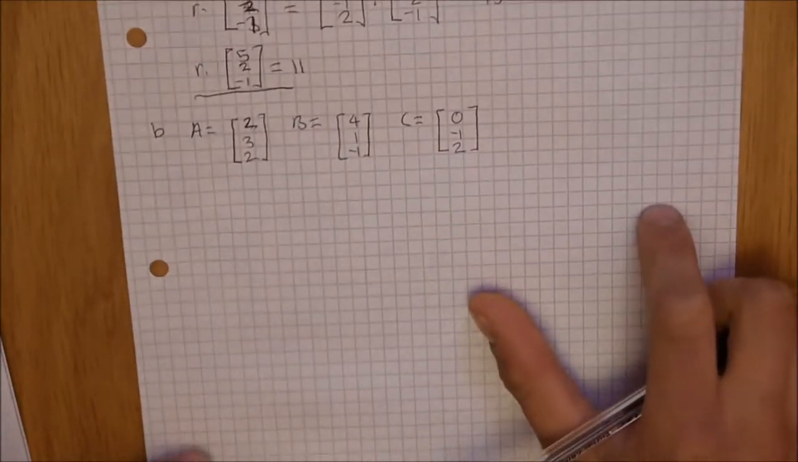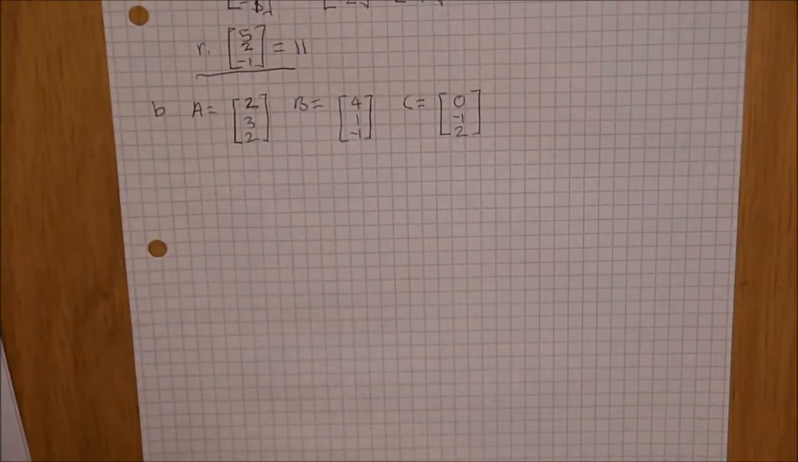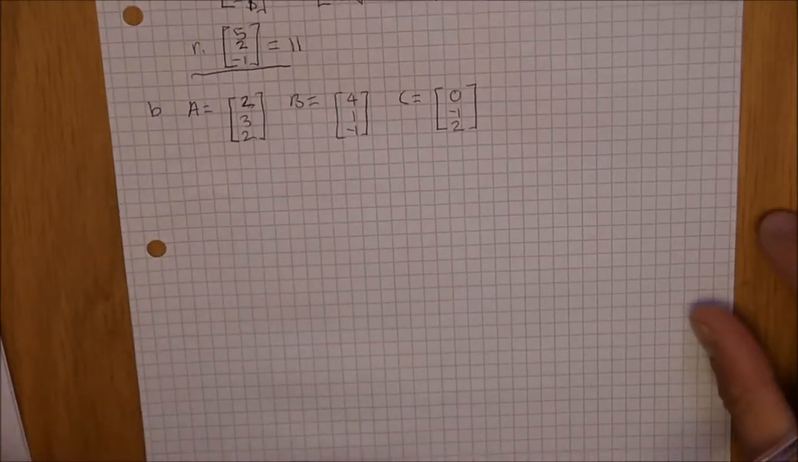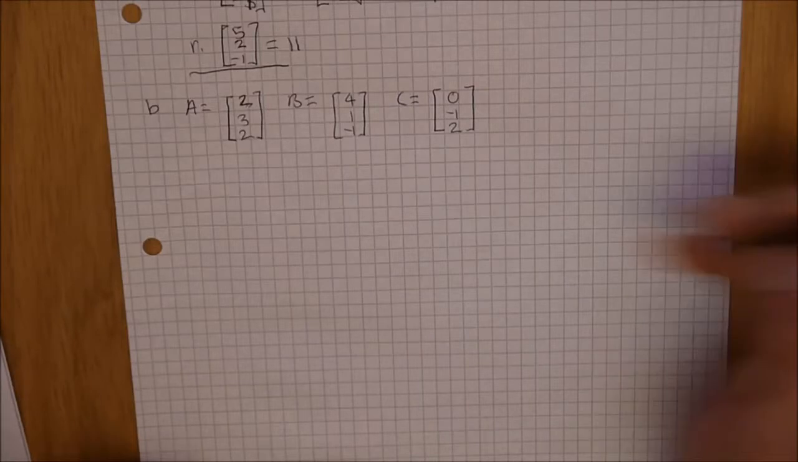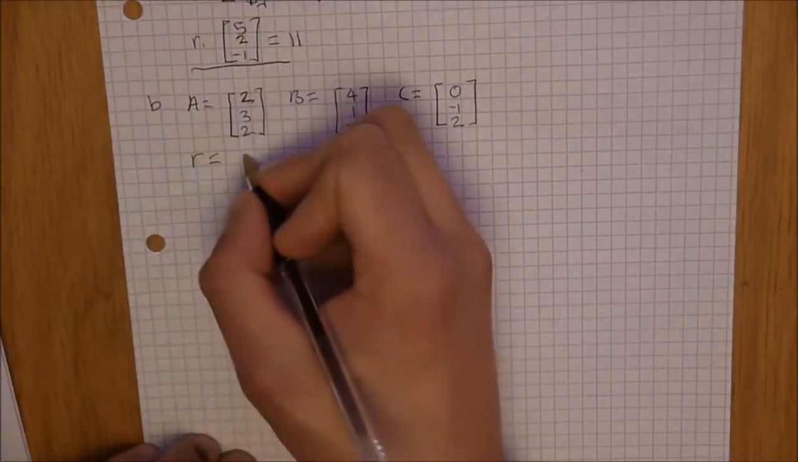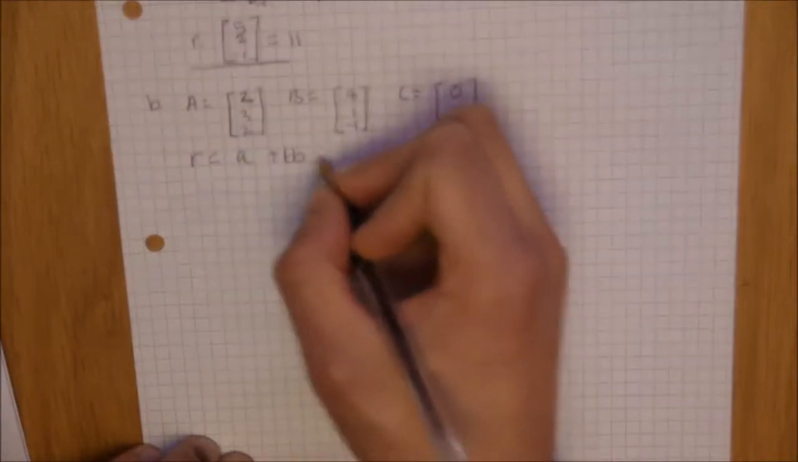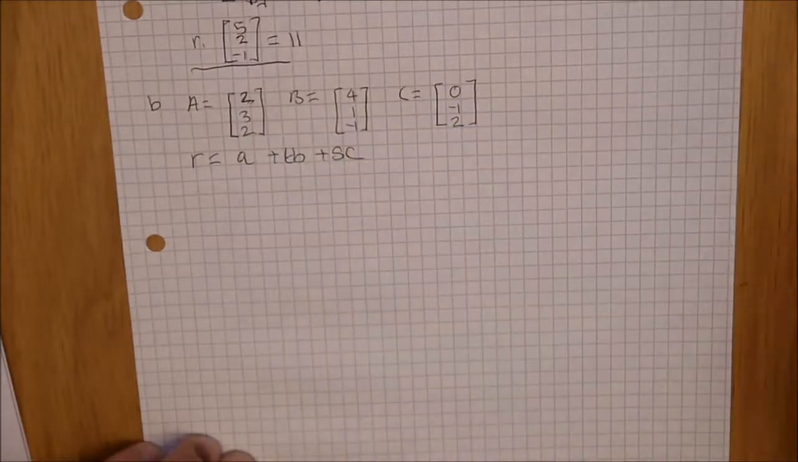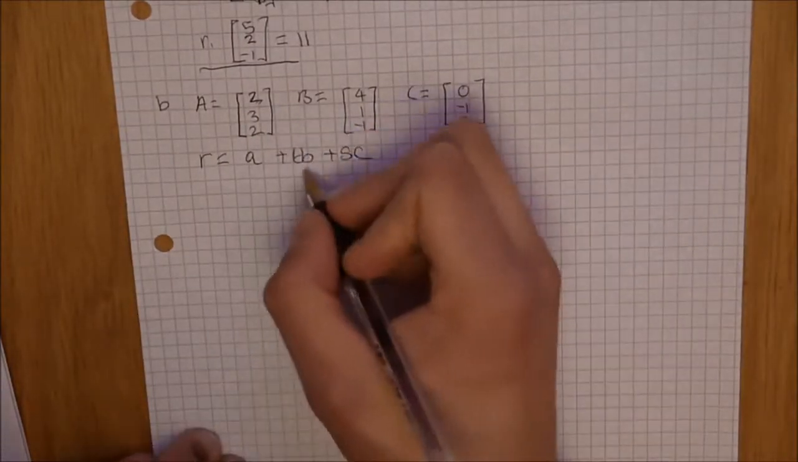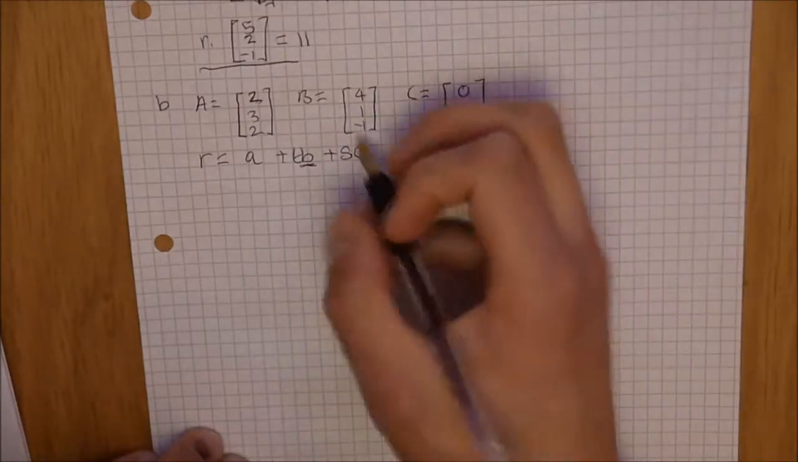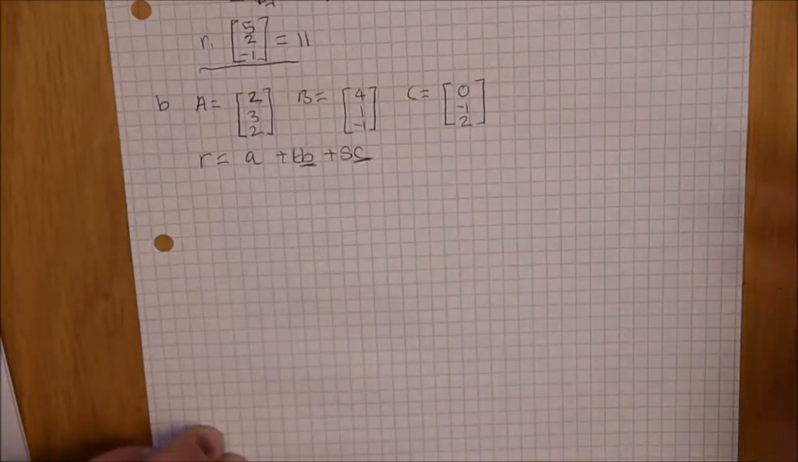So the first thing we need to do is find the equation of the plane in the form r equals a plus tb plus sc, which I will write here: r equals a plus tb plus sc. And for those of you who've got the formula booklet in front of you, you will know that the vector b is equivalent to b minus a, and the vector c is equivalent to c minus a.